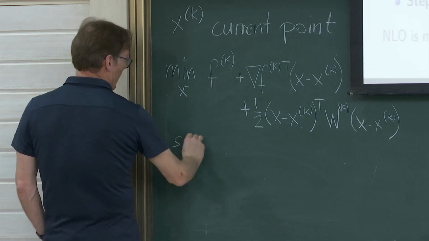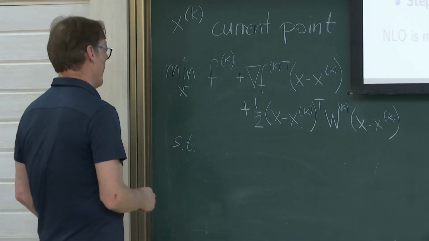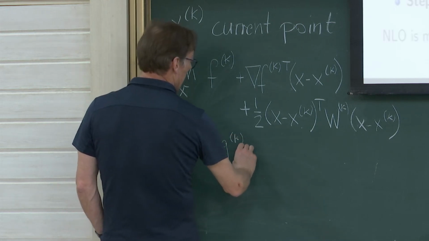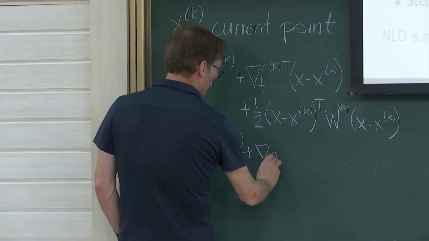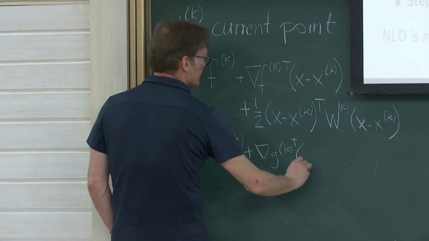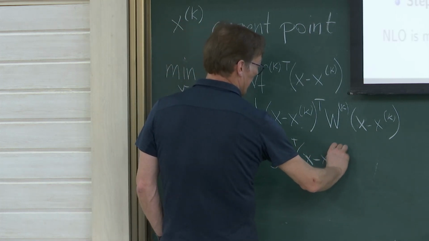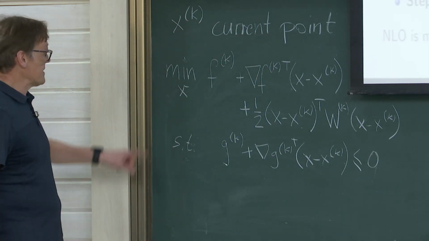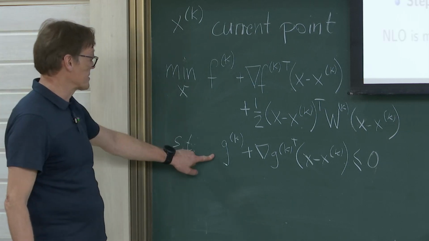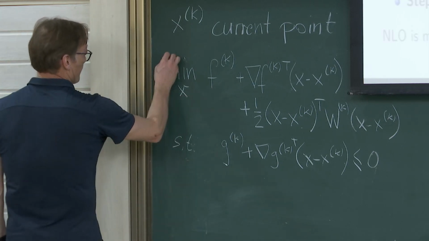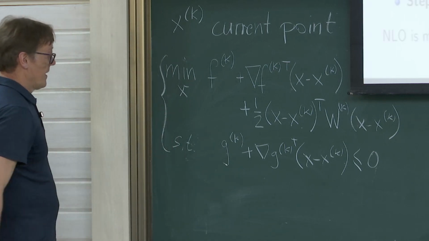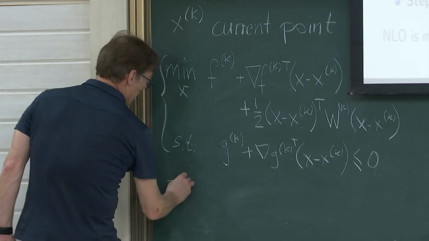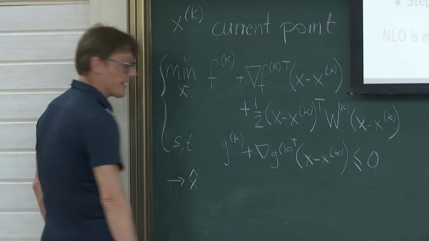And I replace my constraints. I use a first order Taylor expansion. So I replace my constraints by gk plus grad gk transposed times x minus xk less than or equal to 0. So now if you look at this, this is a linear constraint, a quadratic objective. So this is a quadratic optimization problem. And I can solve this problem. It will give me a new point. This will give me a putative new point x hat.